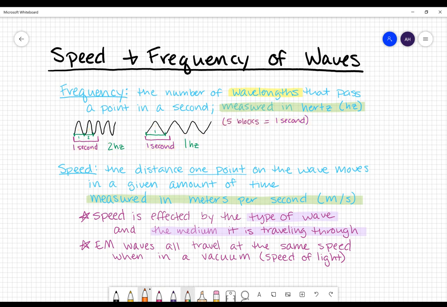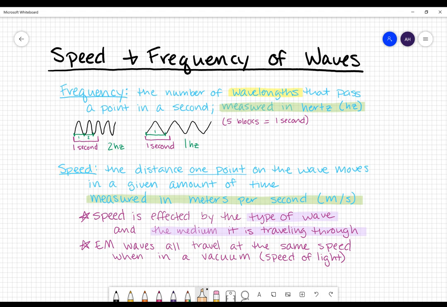Right, and then we are going to talk about the speed of a wave. The speed is the distance one point on the wave moves in a given amount of time. That's not that much different than what we talked about in our force and motion unit, where speed is the distance traveled in a specific amount of time. This one is just talking about 1 point on the wave traveling that distance. And just like in our force and motion unit, it is measured in meters per second. That is our unit for speed.